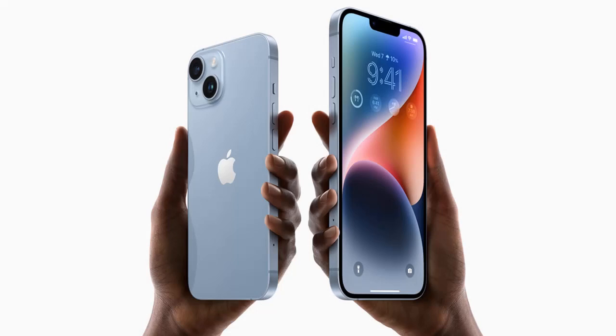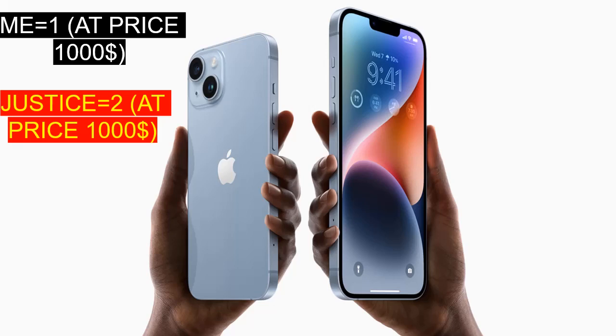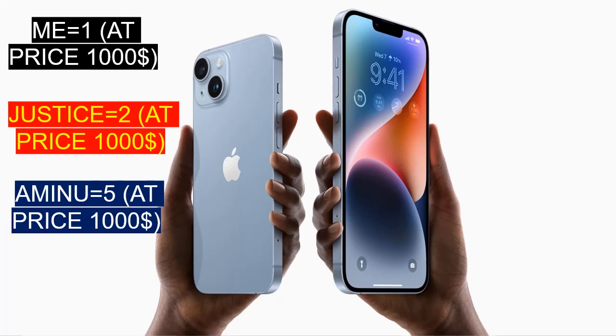So let's say we imported iPhone 14, and I imported just one of the iPhone 14, and I bought one for, let's say, 1,000 USD. And we have Justice there, and Justice also bought iPhone 14, but he bought two. So he bought one for 1,000, so he bought two, that is for 2,000. So you can say he bought two quantity, I bought one quantity. And Aminu bought 5 iPhone 14, and he also bought them for 1,000 each. So he bought 5 quantity for 5,000.